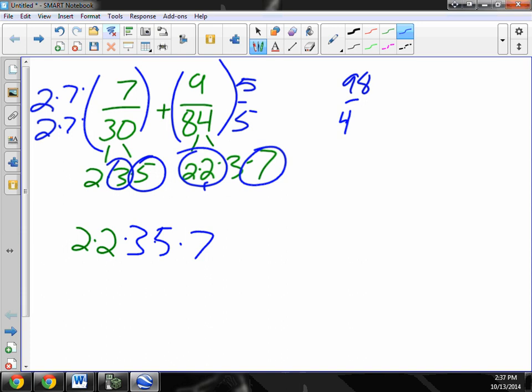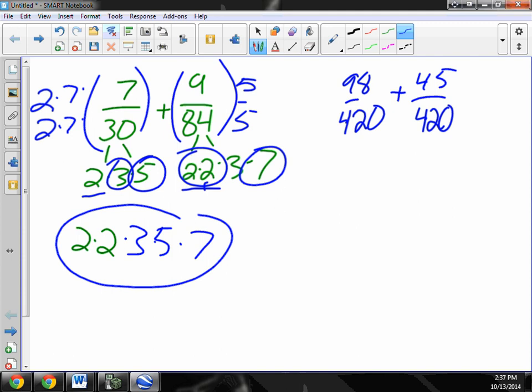Yeah, it's got to have a pair of 2s. Shem, are you confused? You pick the greatest multiplicity. So there's one 2 here and a pair of 2s there, so we pick the pair. There's one 3. Oh, no, I meant... No, I was multiplying this. Sorry. We were looking at two different things. And then, so 98 and 45 makes 143 over 420.